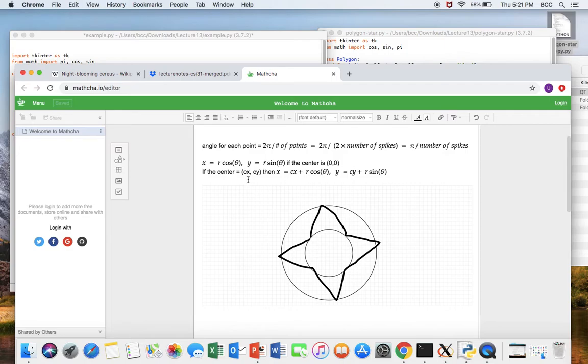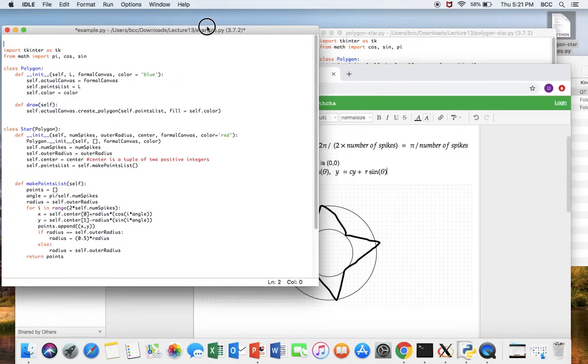What is the appropriate amount? You need to add the x coordinate of the center to the x coordinate of the point on the circle, and the y coordinate of the center to the y coordinate of the point on the circle. So this is how you determine points which will define your polygon. So going back to our definition of your child class star, its instantiator should take number of spikes, should take outer radius, should take a center, should take a canvas, should take a color, and if there is no color given to it, the default color is red.